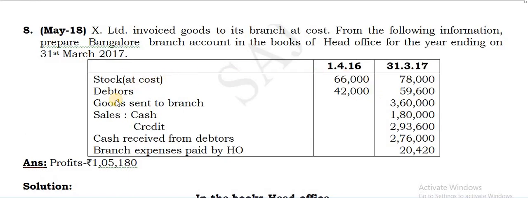So even this problem will be your homework problem. You can find the opening values of assets, you take on the debit side, while these closing values of assets you take on the credit side. Then goods sent to branch you take on the debit side.